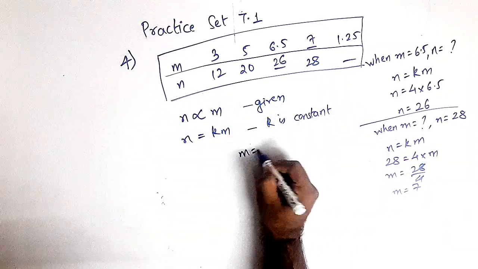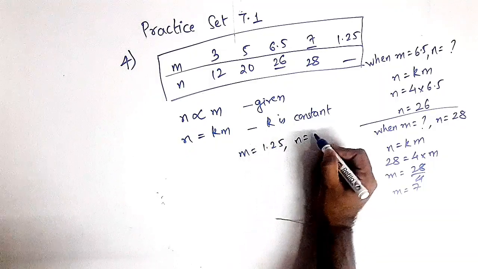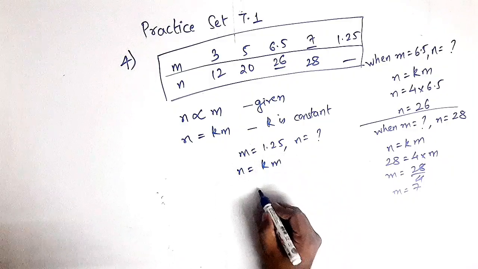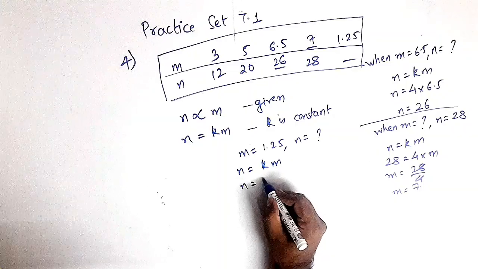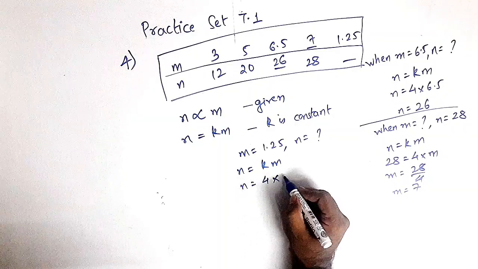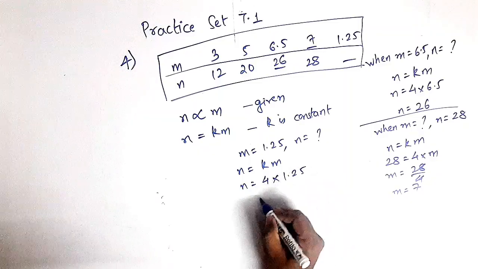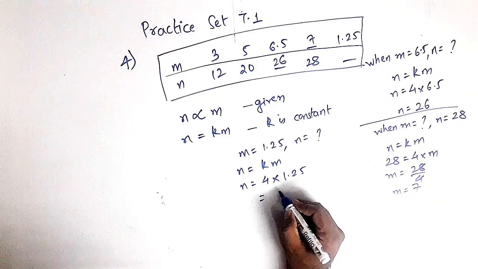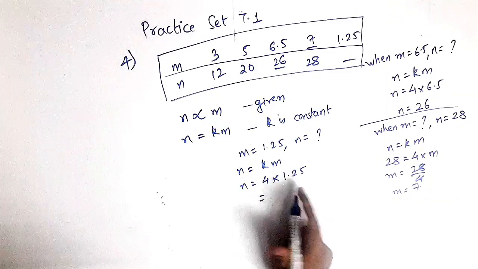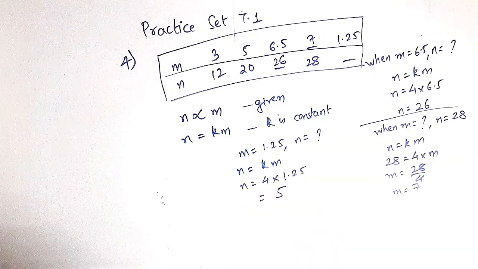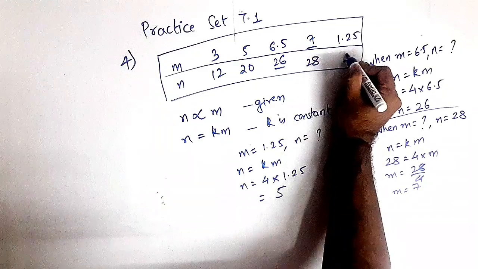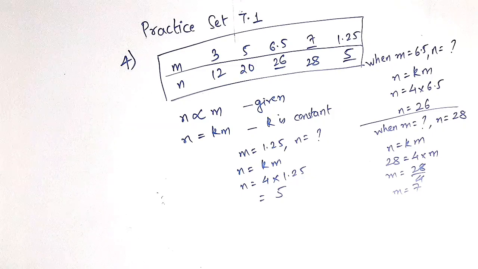N is equal to 1.25, n is equal to question mark. We'll write the equation of variation. Okay, n we don't know, k we know is 4, m is 1.25. So 1.25 into 4. How much is 1.25 into 4? It is 2.5, I think so. Yes, correct. 1.25 twice is 2.5, and 2.5 doubled is 5. So your answer is 5. Okay, so this is how we will do the fourth one.